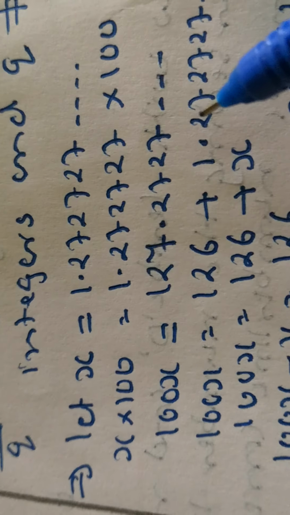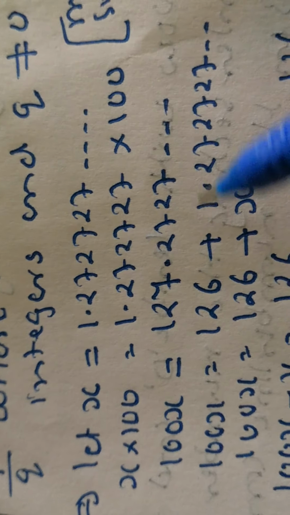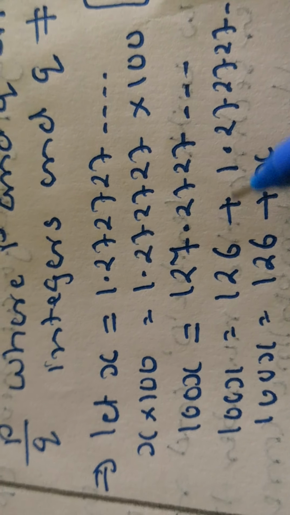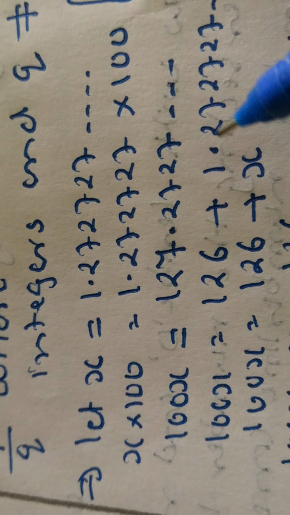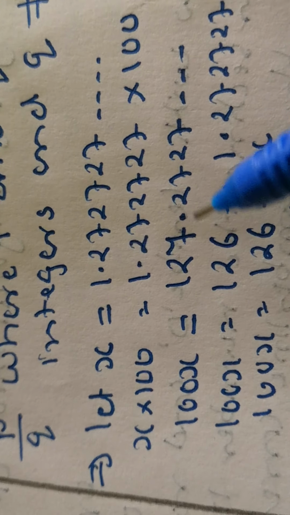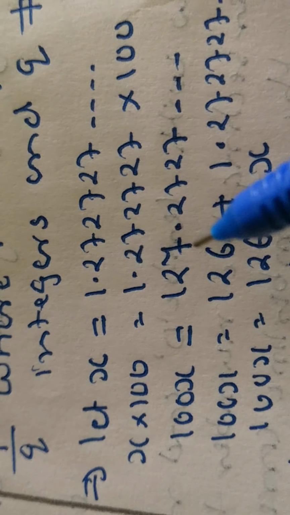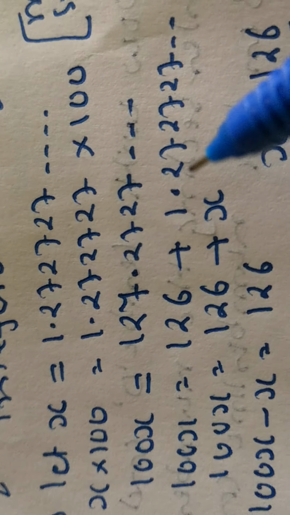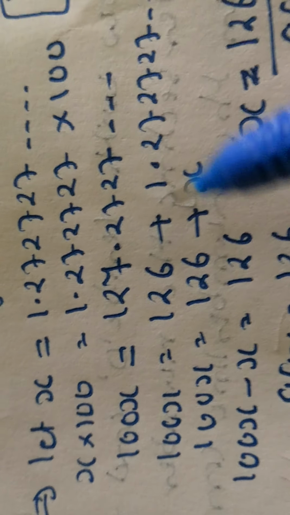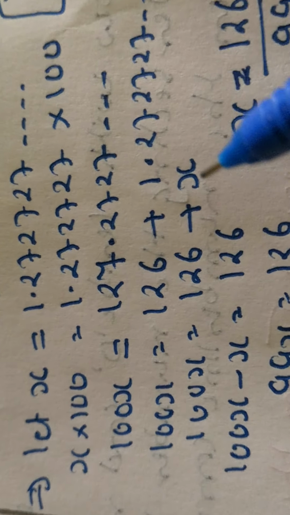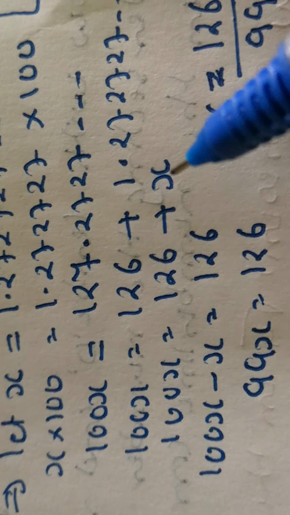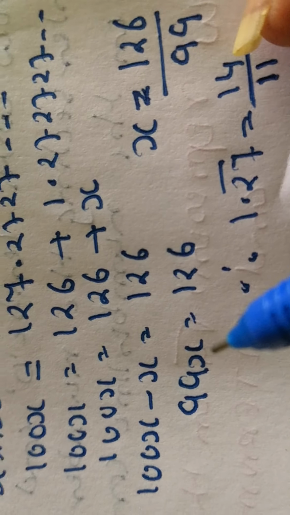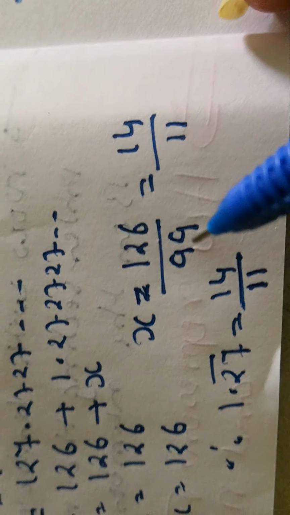So 100x is equal to 126 plus 1.272727. As I have written 126, I have shifted 1 over here. Subtracting, 127.2727 minus 126, we will get the answer 1.2727. Now 1.272727 was nothing but x. So 100x is equal to 126 plus x. Shifting x to the left hand side, I am going to get 99x is equal to 126. So x is equal to 126 upon 99.